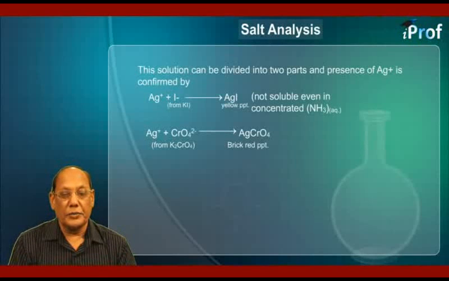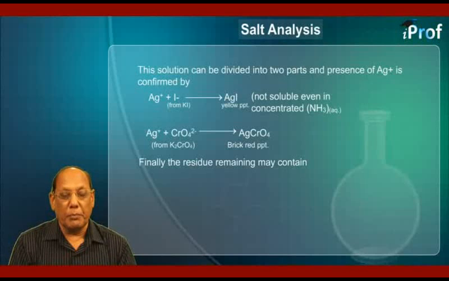The second reaction is silver ions plus chromate ions. These chromate ions come from potassium chromate. So we get silver chromate, Ag2CrO4, that forms a brick red colored precipitate.